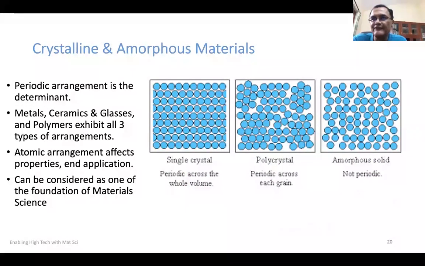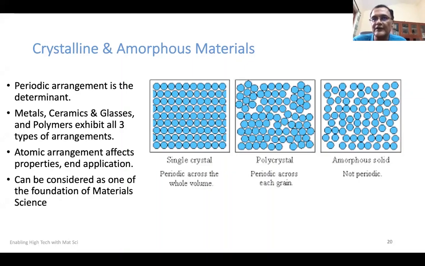This is just a very, very top level view of what are materials. As I mentioned, there are two classes, mainly crystalline and amorphous. It has to do with periodic arrangement of atoms or even molecules in some cases. That's the determinant of whether something is crystalline or amorphous. There are different classes here as well. So you have metals, ceramics, glasses, and polymers. And each of these material classes can be made amorphous or crystalline, depending on how you process them.